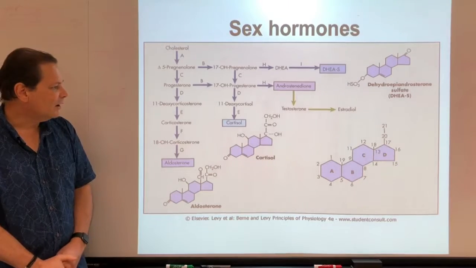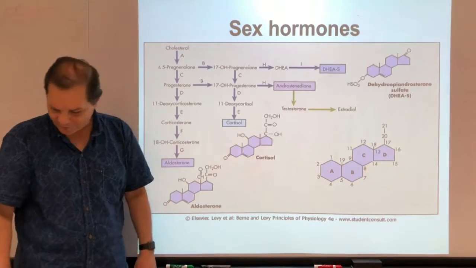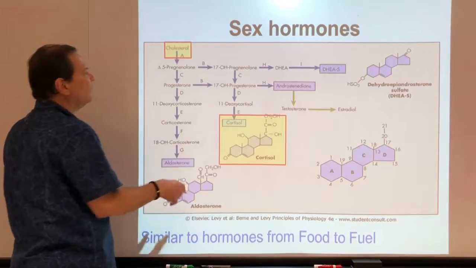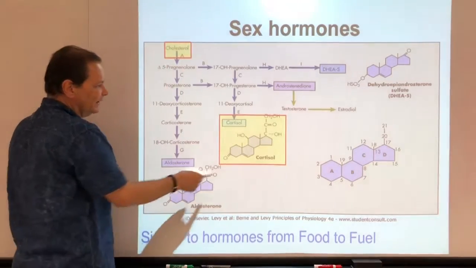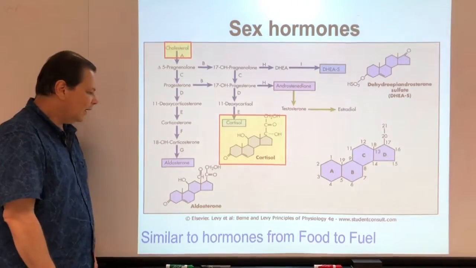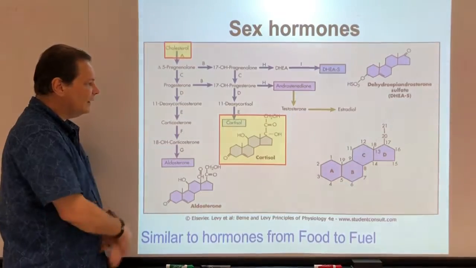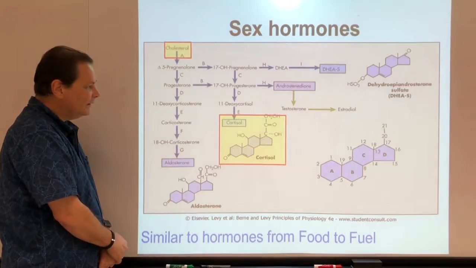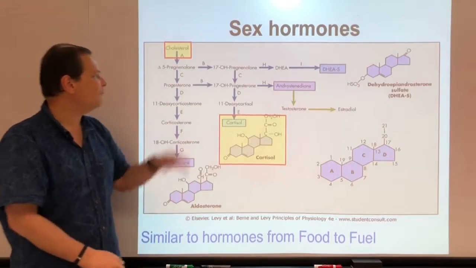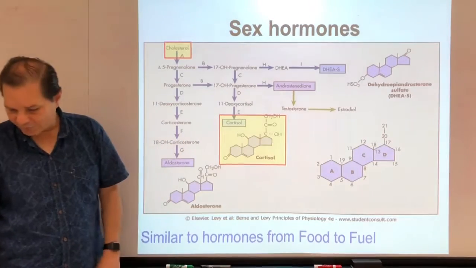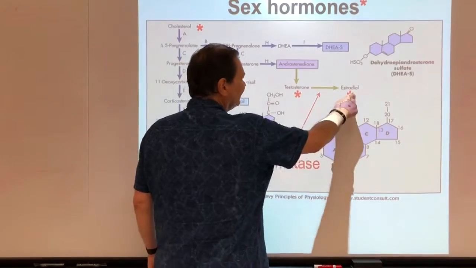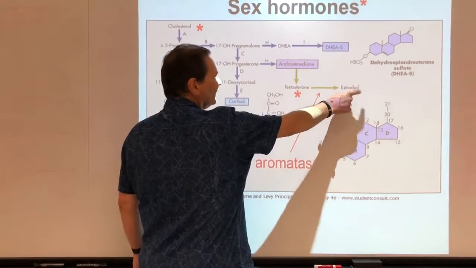So here is our production pathway for the sex hormones, and I think you guys have already been exposed to this. All these steroidal hormones basically derive from cholesterol, and you've already learned about cortisol in the food to fuel block, and in particular, aldosterone falls into this class as well. So these are all basically part of the same general production pathway. Of course, what we're mostly concerned about, testosterone and estradiol, or for our purposes, estrogen.